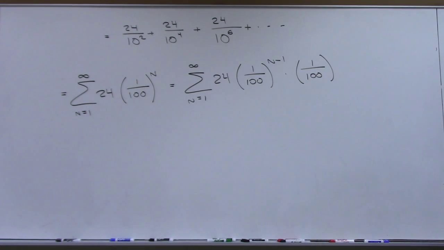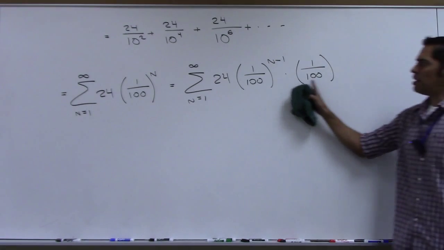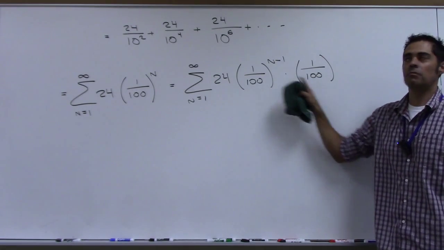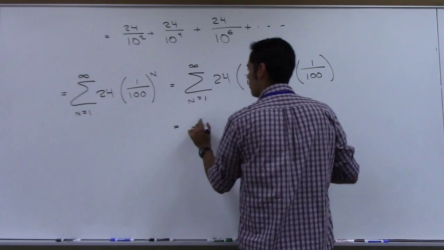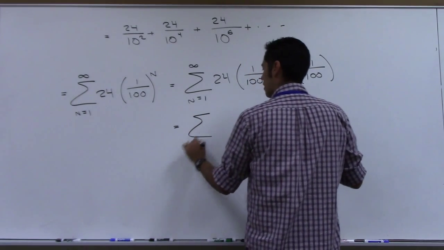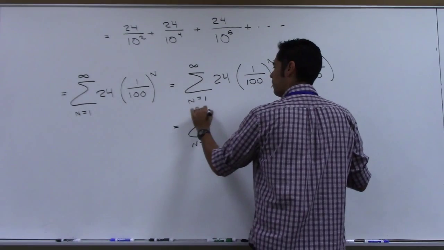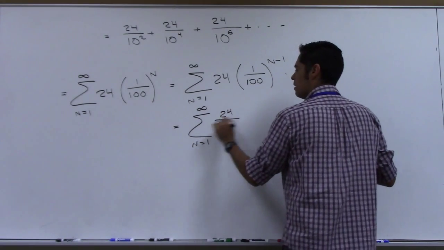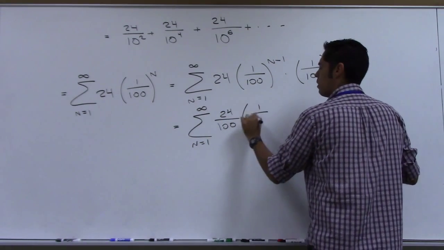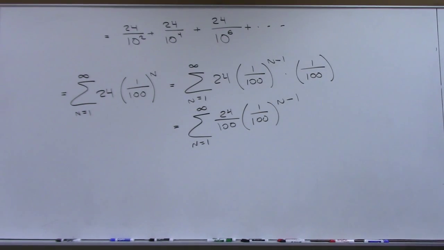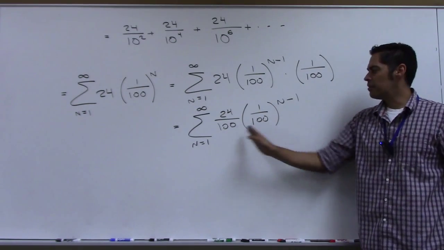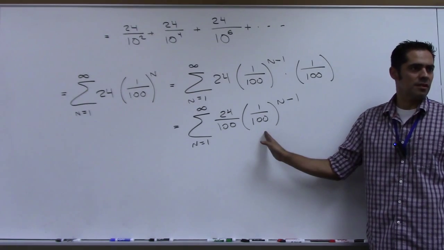We're almost there, right? 24 over 100 is 24 over 100. I won't even reduce it. Sum n equals 1 to infinity, 24 over 100, 1 over 100 to the n minus 1. That is geometric. We're in business, right? You've got a here. You've got r here. Absolute value of r is less than 1.